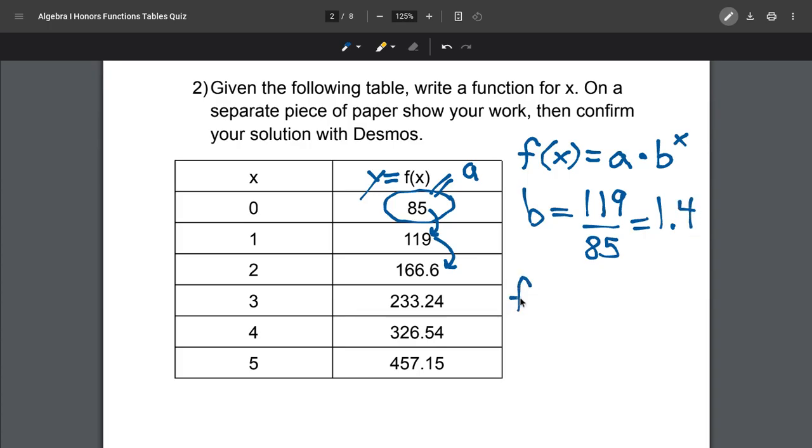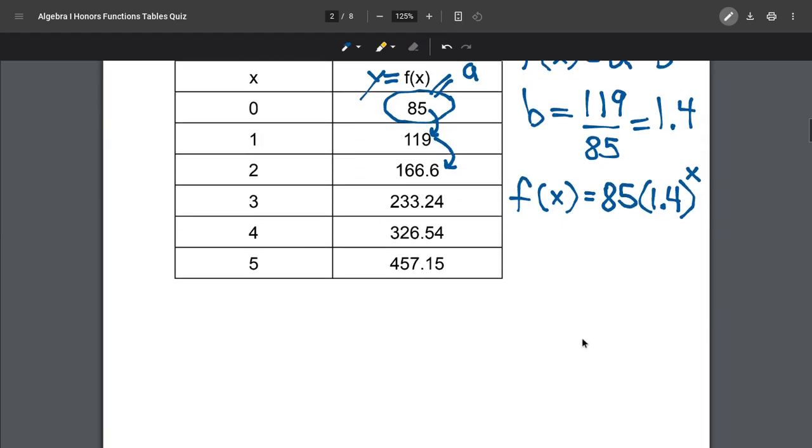So f of x is going to equal 85 times 1.4 to the x value. And that's going to be our function for number 2. Okay, let's keep going.